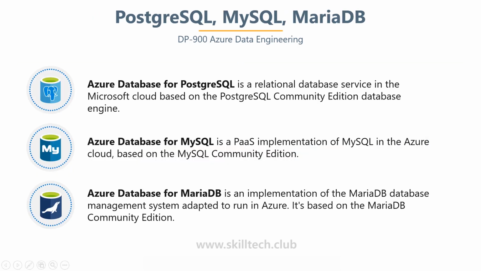Now after Azure SQL Server, it's the time to see the other three options which we have. We are not going to see these options practically in this particular training, but yes, I request you to read about these three things also. First one is PostgreSQL, which is a relational database service in the Microsoft Cloud based on PostgreSQL Community Edition, and this is going to provide a fully configurable database engine which is available in Azure.